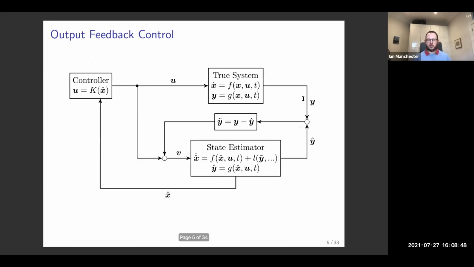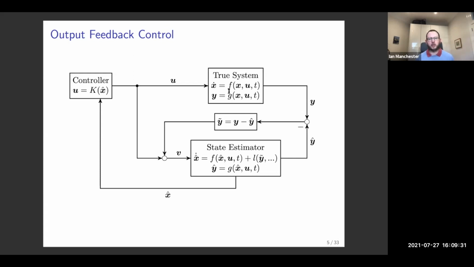In the control community, a common structure for a control system is as follows, this block diagram here. This block represents some kind of true dynamical model. Here I'm writing it as a set of nonlinear ordinary differential equations, ignoring noise terms and so on for the moment, but of course they can be present. This system has some input which we can control and some output which we can measure, and it has some internal state which we don't have access to.